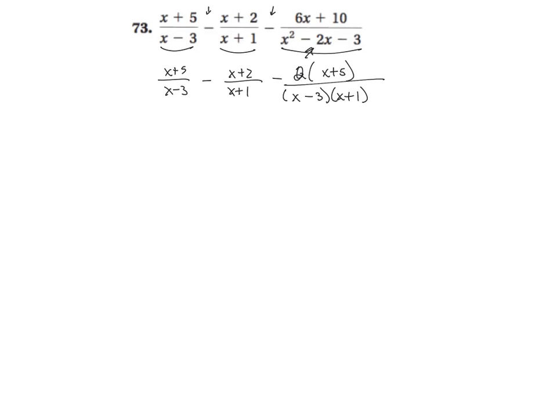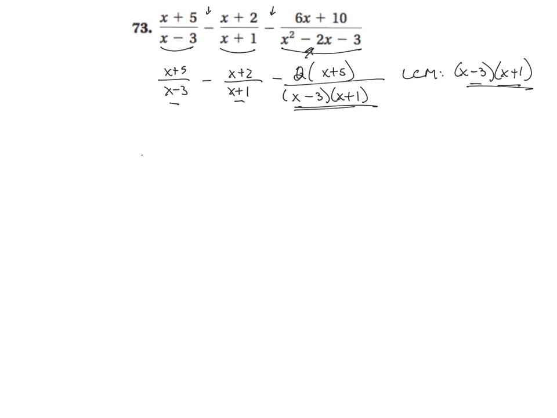So now my lowest common multiple will need an x minus 3 and an x plus 1. This one has an x minus 3, covered. This one has an x plus 1, covered. And this one has both, covered. Good. Okay, so now each one needs to have that denominator.